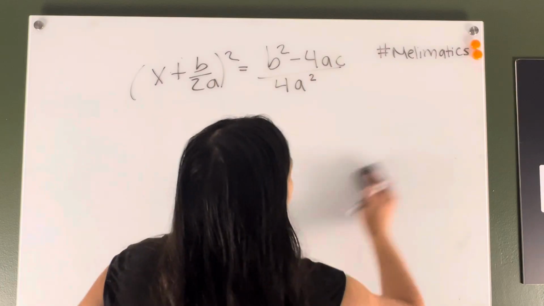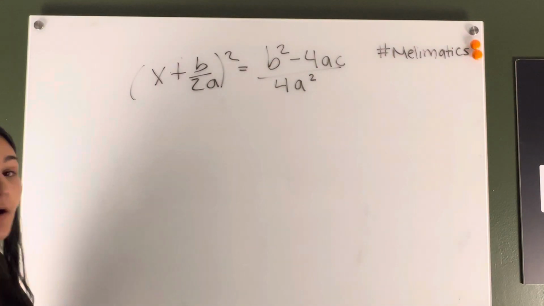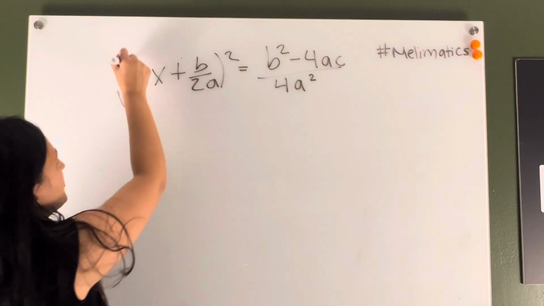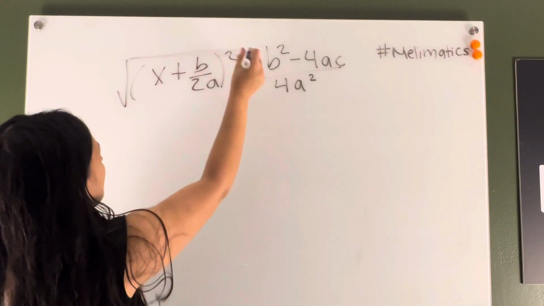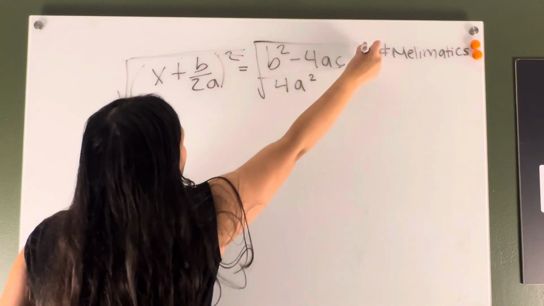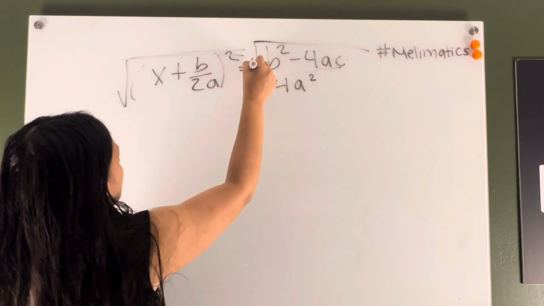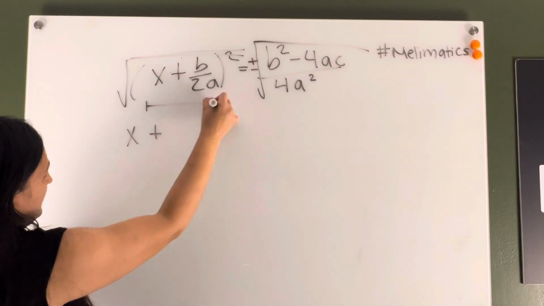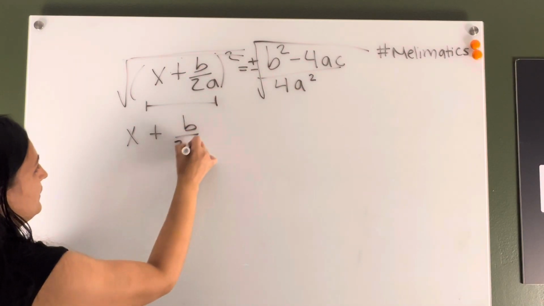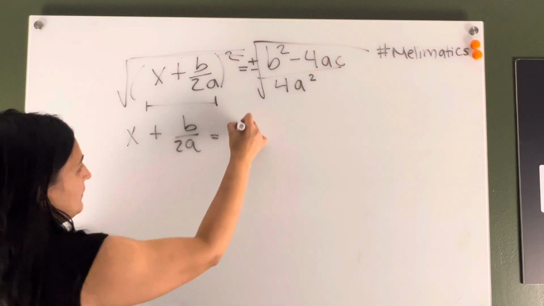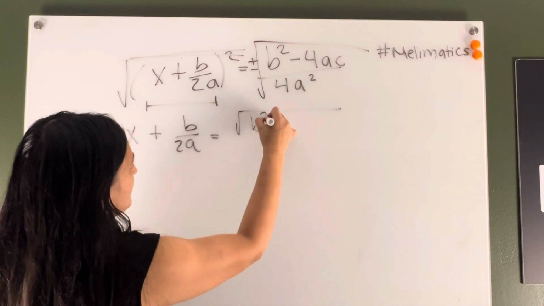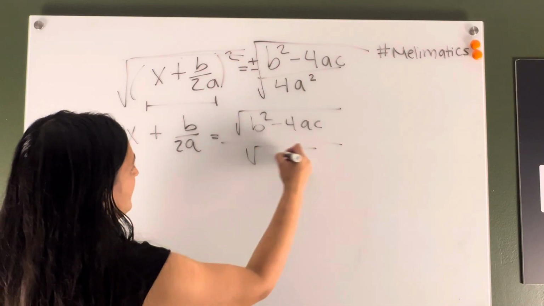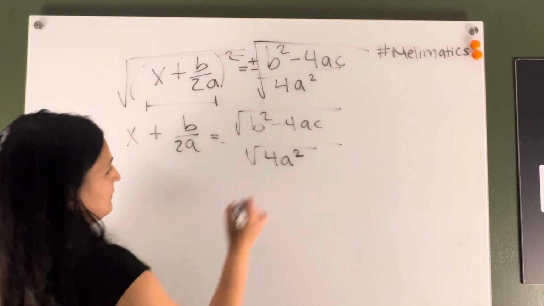Okay, so now square root method. What's the square root method? Well, the opposite of squaring is square rooting. So we're going to square root, goodbye. Whatever you do to one side, do to the other, plus or minus. So it's going to be x plus b over 2a equals the square root, you can split it, of b squared minus 4ac all over the square root of 4a squared.